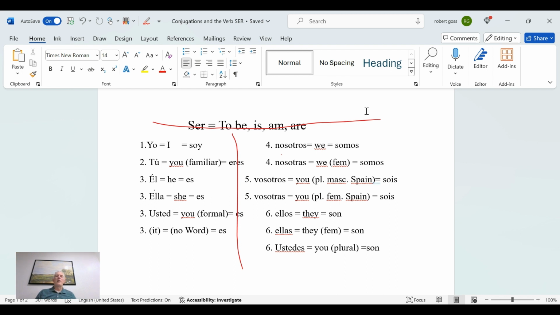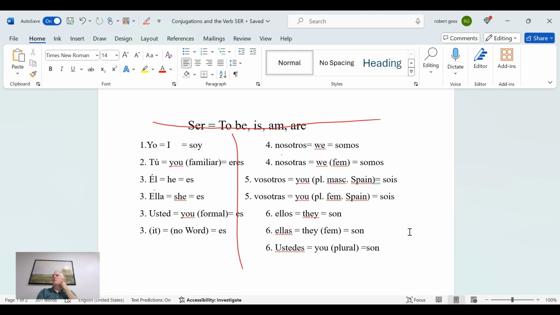So we have all of our pronouns, but we have 6 conjugations where it's either going to be soy, it's going to be eres, es with all of those, somos with those 2, sois with those 2, son with those 3. And so it looks like it could be confusing, but really it isn't. Because with every sentence, we would be going by the context.